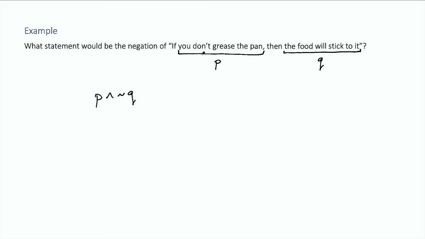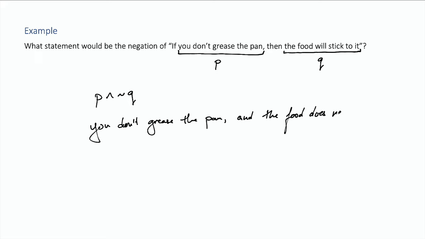In other words, you don't grease the pan, okay, and not Q. The food does not stick to it. That would be the negation.